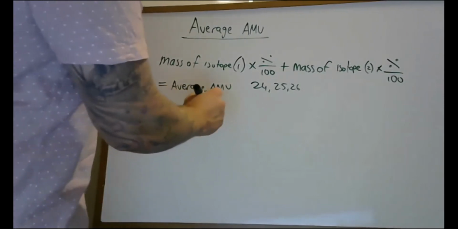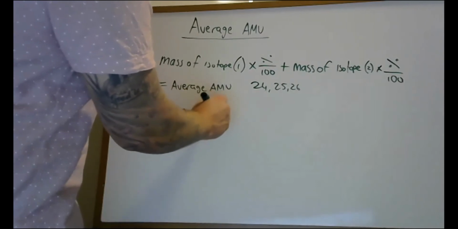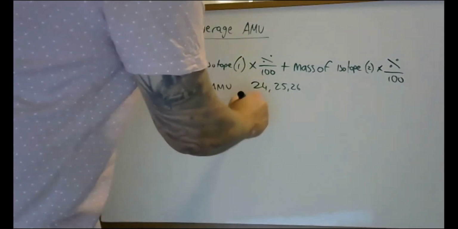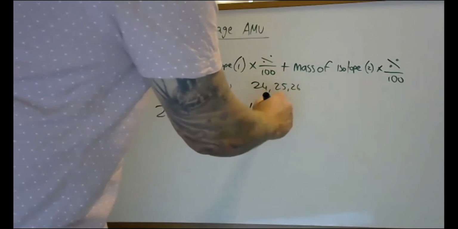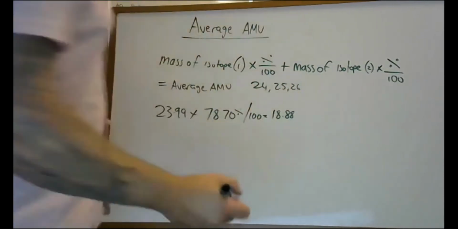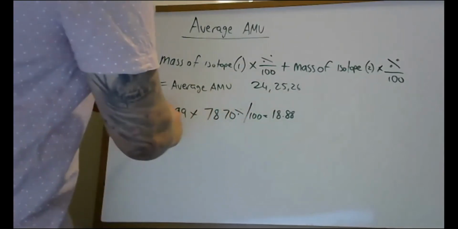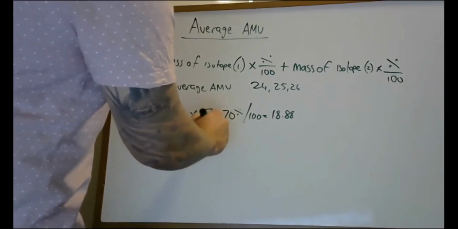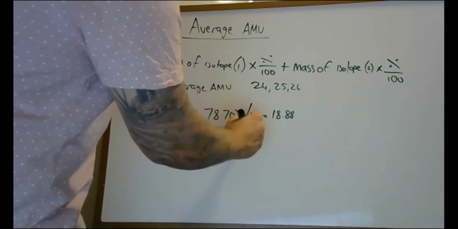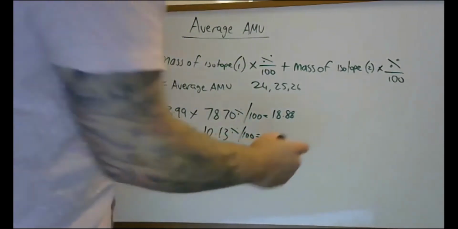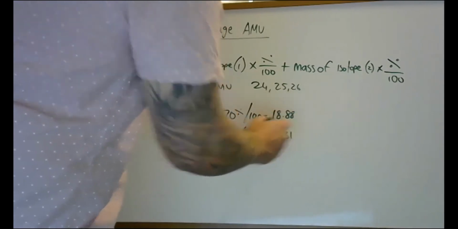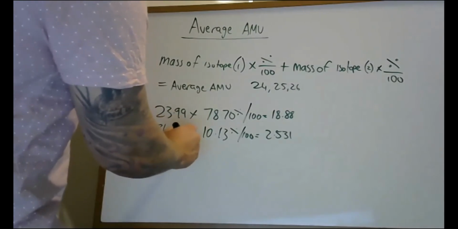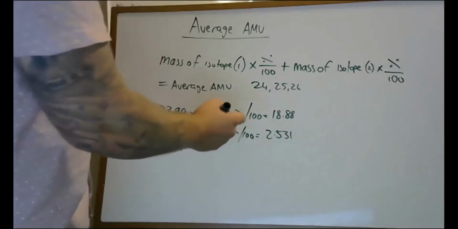23.99 times 78.70% abundance divided by 100. 25 is 24, and that's 10%, I think. 0.13. 2.531. 26, that's not 26, it's 25.98. The percentage, what's left? 11.17.